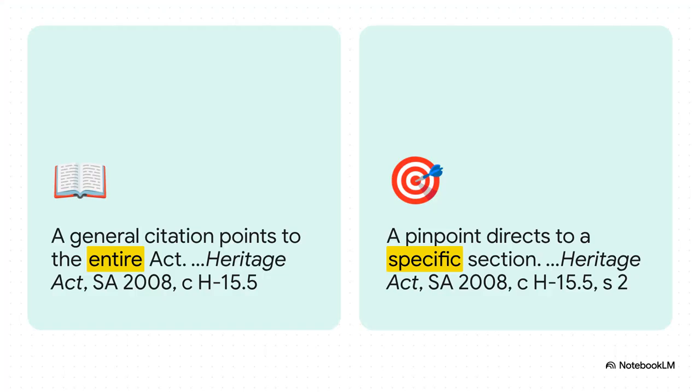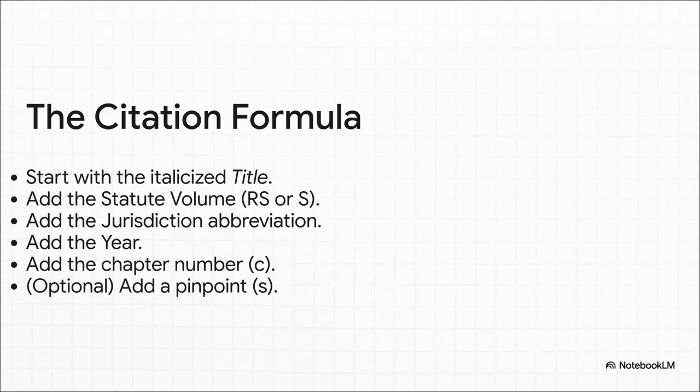This slide shows the difference perfectly. The citation on the left, the one we just built, points to the whole act. It's like telling someone a book is somewhere in the library. But by adding a comma and a pinpoint, like s 2 for Section 2, you are guiding your reader to the exact spot. It's like telling them to go to a specific page in a specific book. So much more helpful.